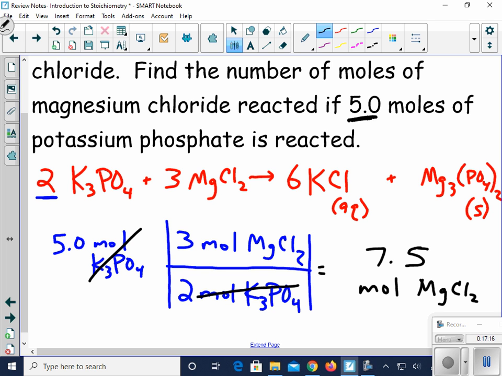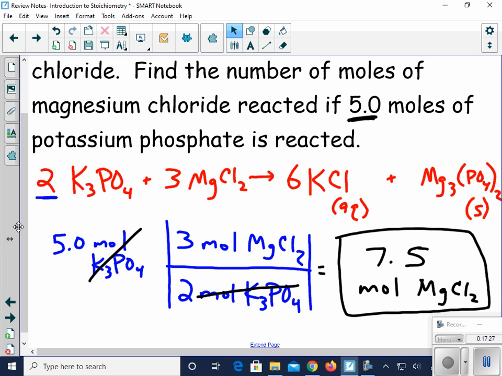And I do have 2 sig figs, so that's good. That's 7.5. Put my box around her. Final answer. So if I have 5 moles of potassium phosphate, I need 7.5 moles of magnesium chloride to react with that 100%.